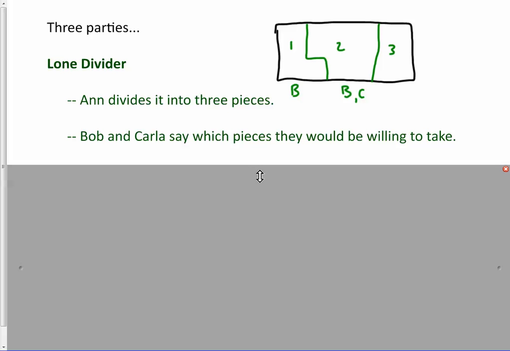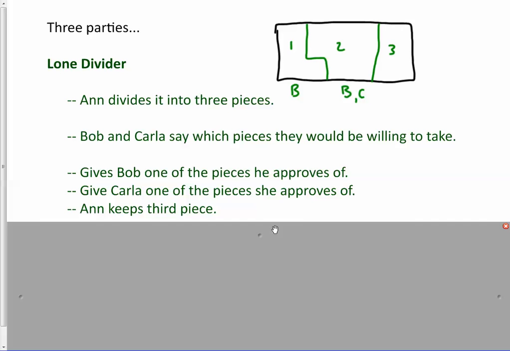All right, well then, what you do is you give Bob and Carla pieces they want. Now, obviously, since both Bob and Carla want 2, but Carla doesn't want 1, the way to do it is you would give 2 to Carla and you would give 1 to Bob. And then Anne would, by default, get 3. So that's the basic idea.